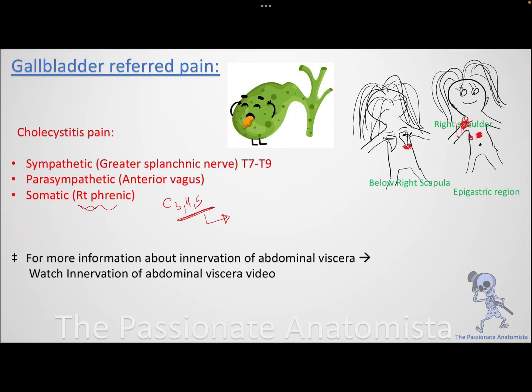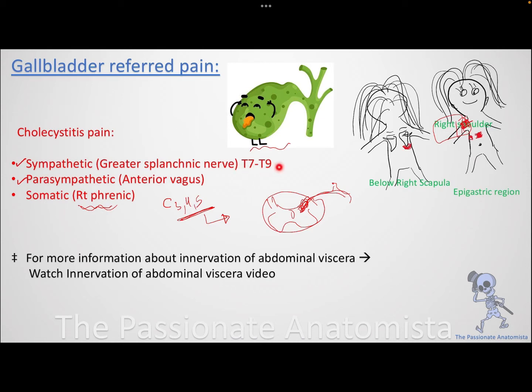That's why, if I have irritation to the nerve, and that nerve goes all the way to the spinal cord segment C3, 4, 5, it comes through the sensory root and gets in here, and I already have innervation from the somatic nerves of the supraclavicular nerve. I'm going to feel the same kind of pain, which is actually coming from the gallbladder, in my right shoulder. Now, why do I feel the sympathetic and parasympathetic pain in those regions, in the epigastric region and below the right scapula?